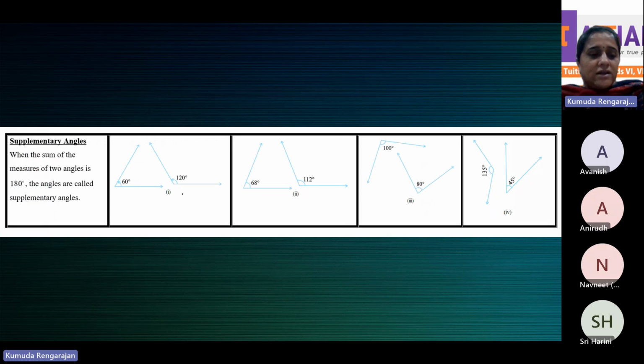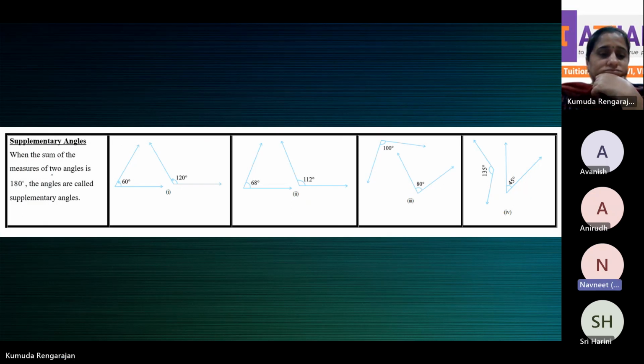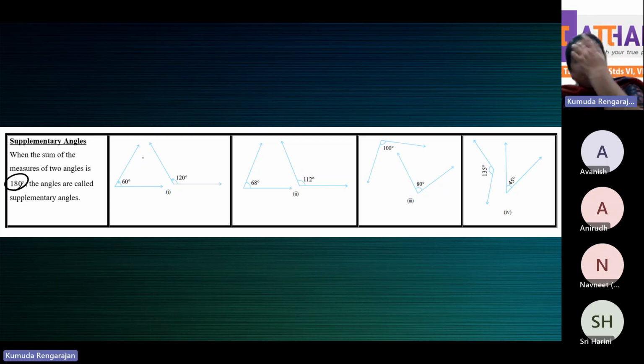Now what are supplementary angles? When two angles come together and become 180 degrees. If the sum of two angles is 180 degrees, then the two angles are called supplementary angles. Again, supplementary angles is only about two angles, not one angle. If one angle is 180 degrees, you cannot say that angle is a supplementary angle.